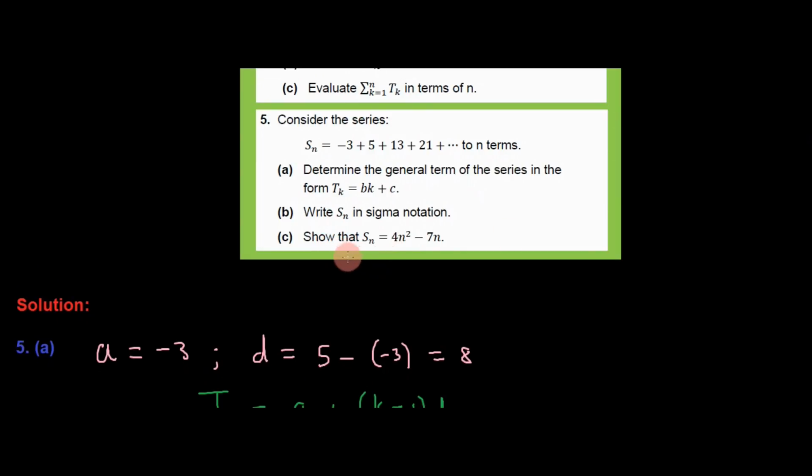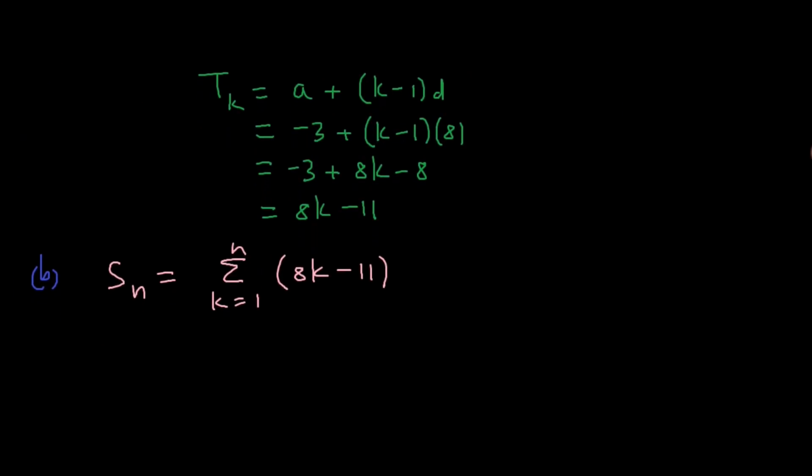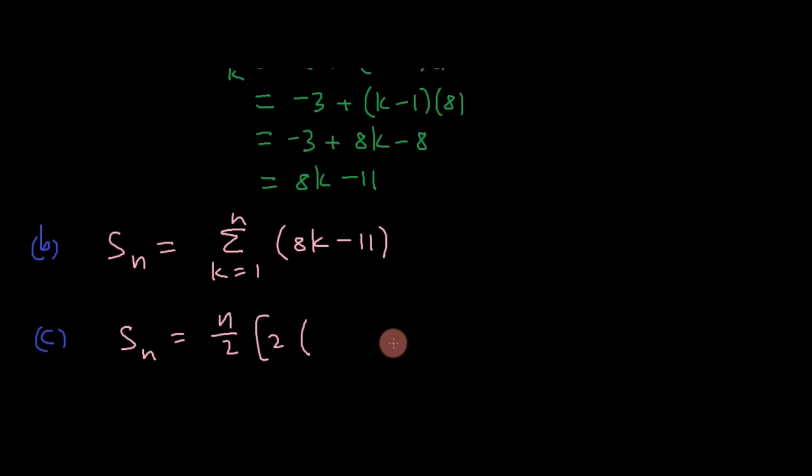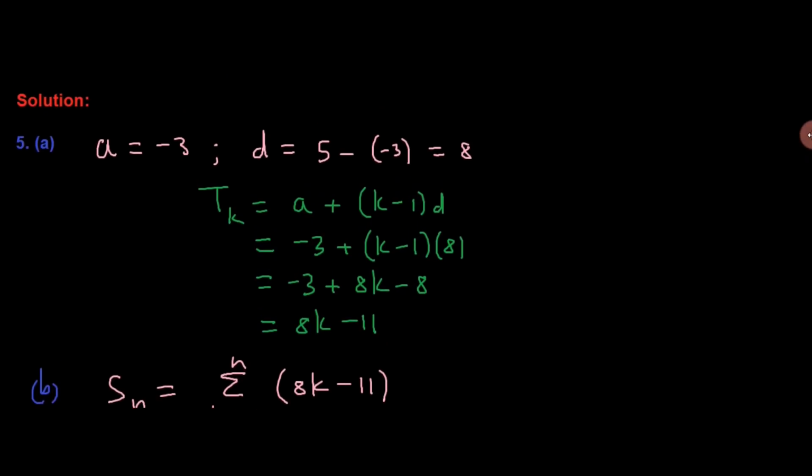In C, we have to show that S sub n equals 4n squared minus 7n. This is just another way of asking us to show that the general sum comes to this. So we can use a sum formula. We know that S sub n is n over 2 into 2a, and we do have a. a is negative 3, plus n minus 1 times d, and we saw that d was equal to 8.